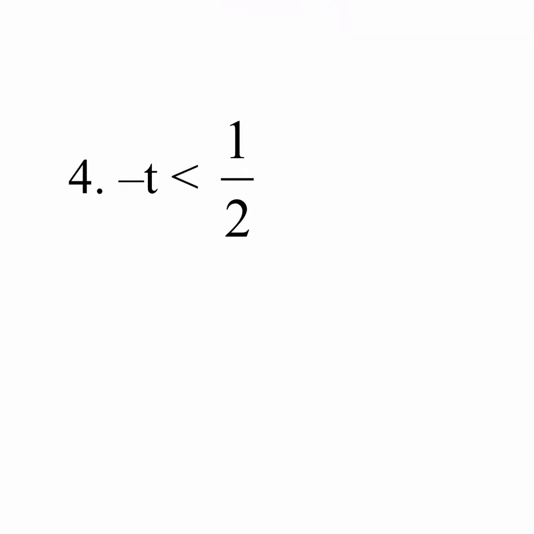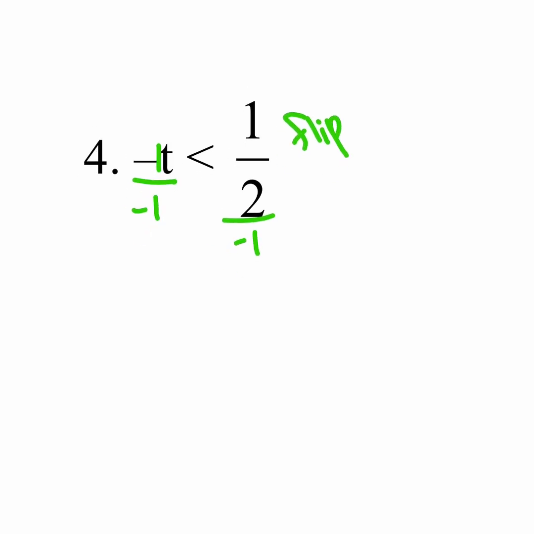All right, so hopefully you paused the video and now you're watching it. Number 4, this is like a -1t. So I'm going to get rid of that by either dividing by a -1 or multiplying by a -1. Doesn't really matter. Write the word flip so you don't forget. So t is greater than -1/2.